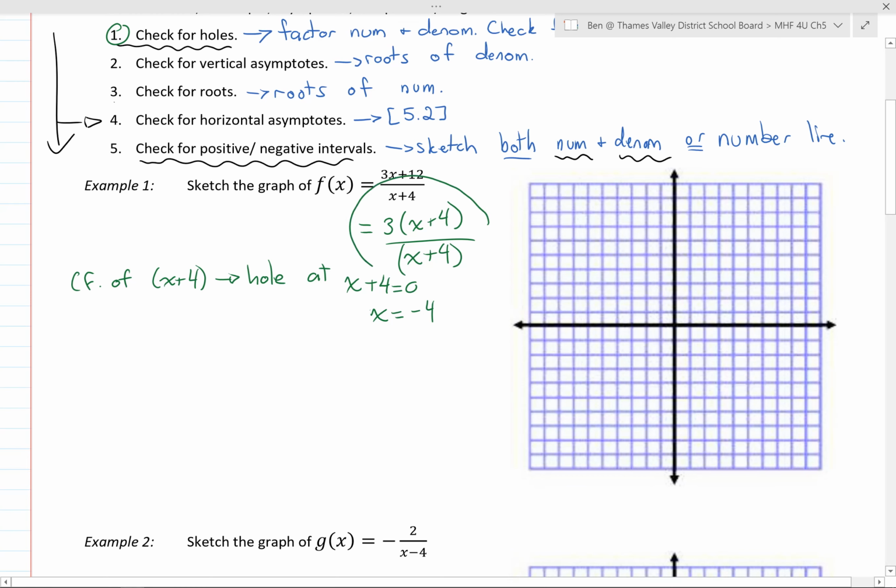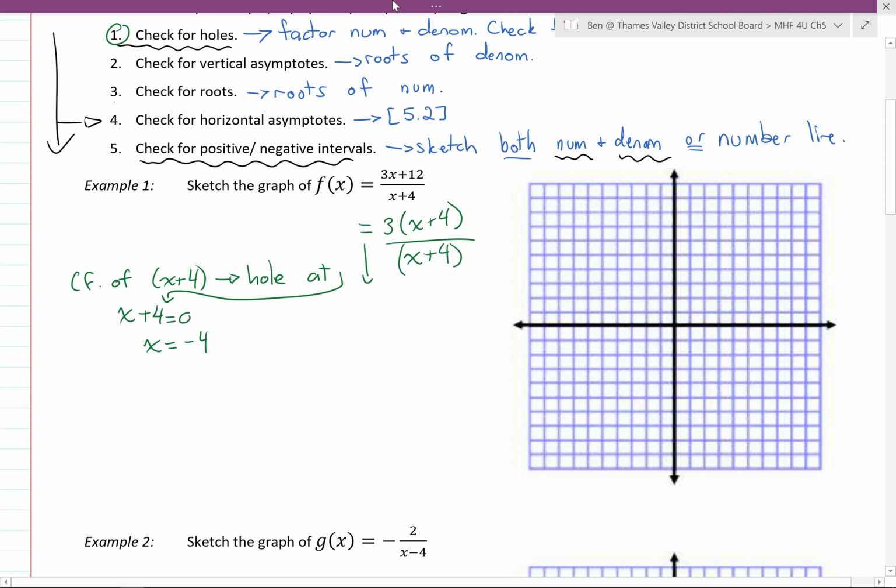Are there any other common factors? No, there are not. But what I can do here, let's just move this over here so there's a hole here. And I'll keep working down. Okay, so now that I've checked for holes, I'll check for any vertical asymptotes. And in fact, I'm going to simplify my equation.